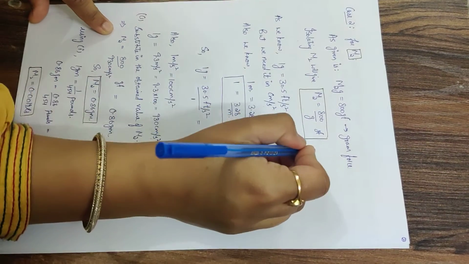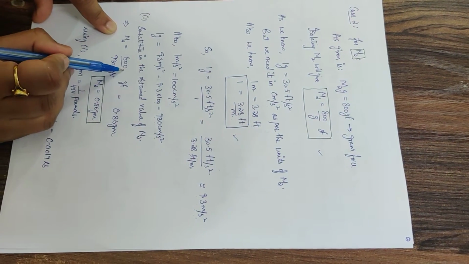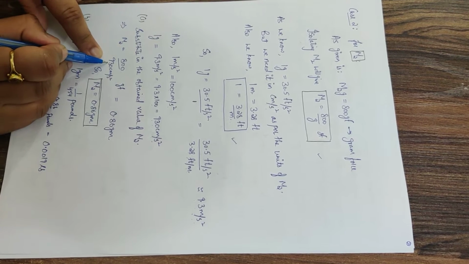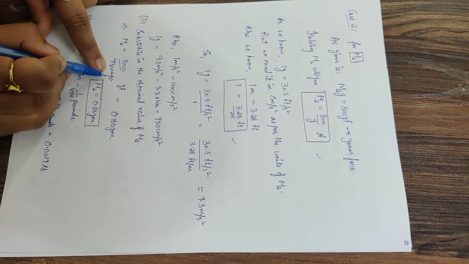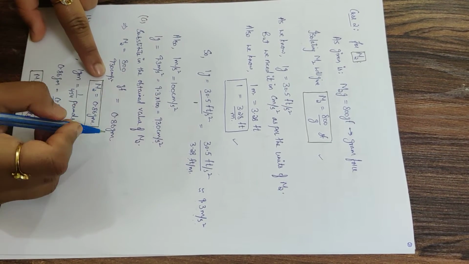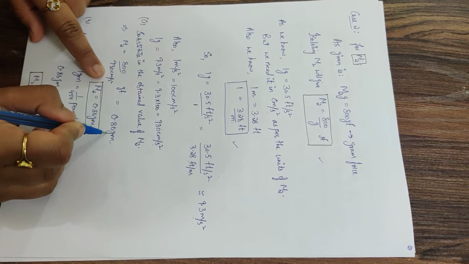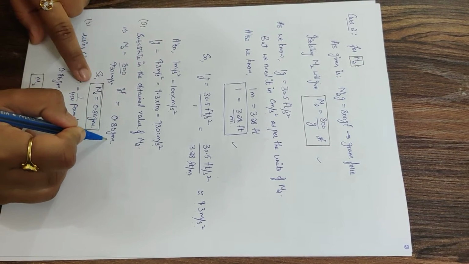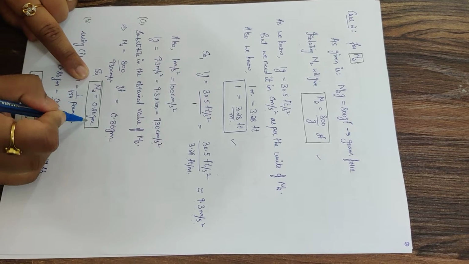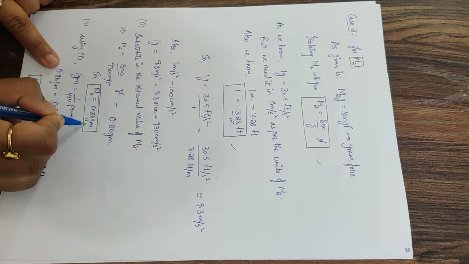Now I can calculate the value of this m2, which is equal to 100 by g, and replacing this g by 930 centimeter per second square, we will get the value in terms of grams, which is equal to 0.86 gram. So m2 is 0.86 gram that we needed.